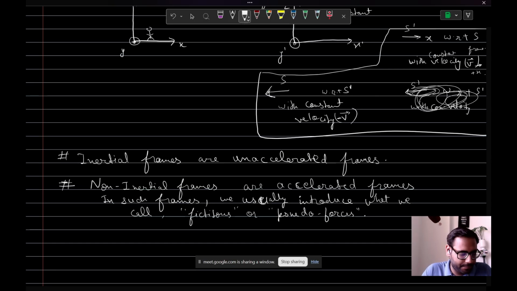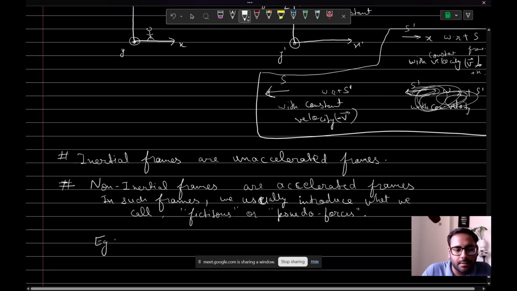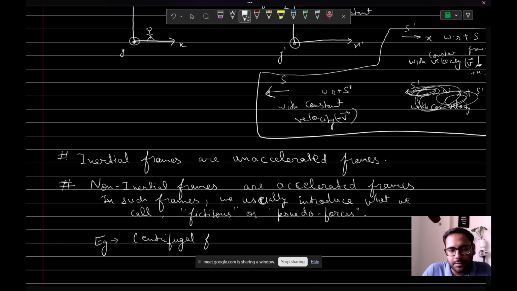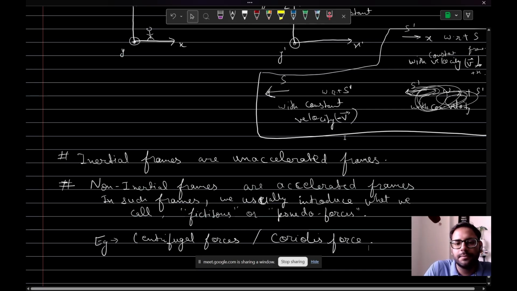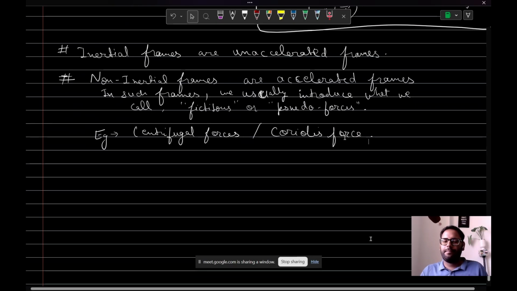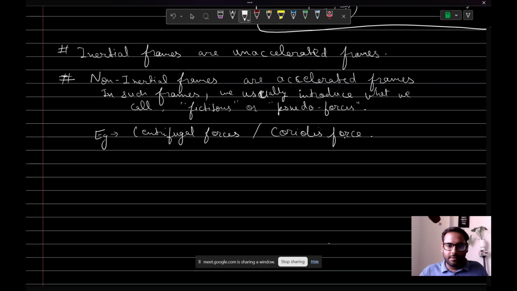Forces. Okay, but there is nothing... Okay, for example, centrifugal force, or say the Coriolis force. Have you ever studied this kind of force? Yeah, centrifugal. Do you know the Coriolis force? Yes, sir. Yeah, you have studied in the mechanics course, I guess.